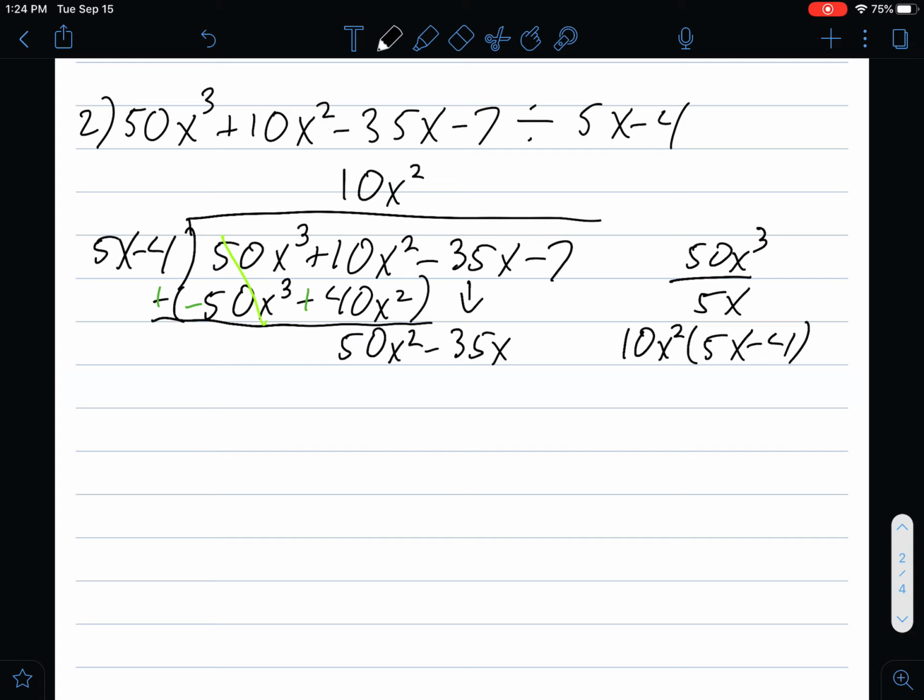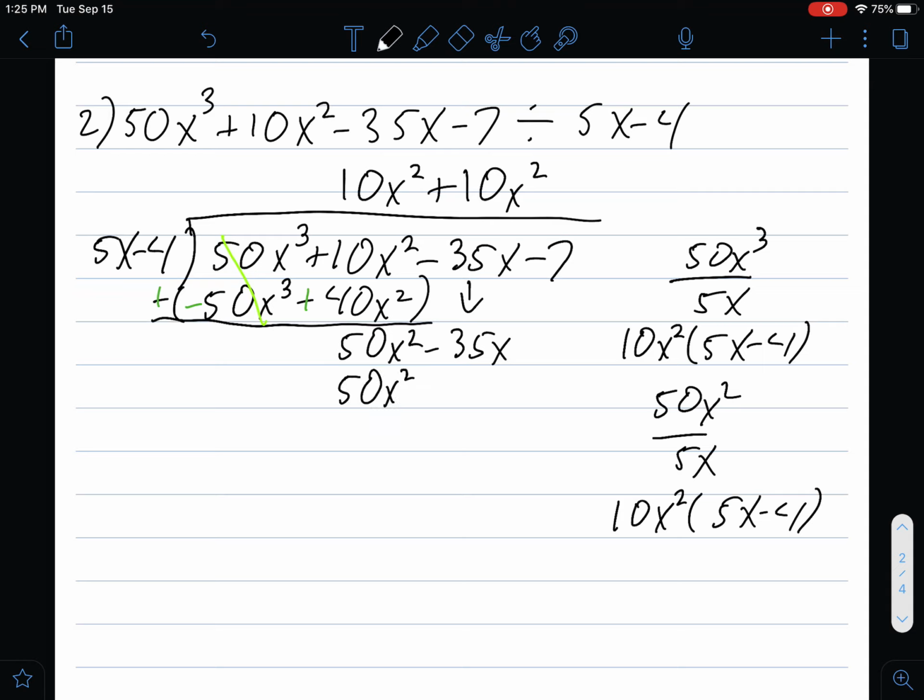So once again, the first term, 50x squared divided by 5x is equal to 10x to the second power. And this is positive, so that means there's a plus sign right in there. Now that we are multiplying this 10x squared times 5x minus 4, that's going to become 50x to the second power minus 40x. Oh, I messed up. That should be a 10x, right? This is equal to 10x.